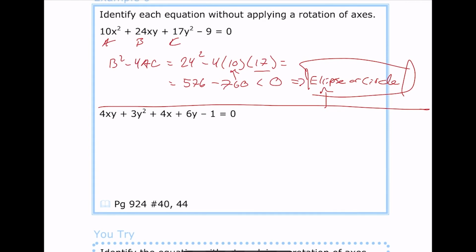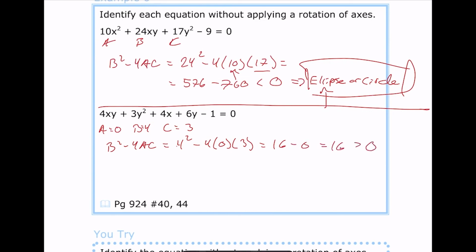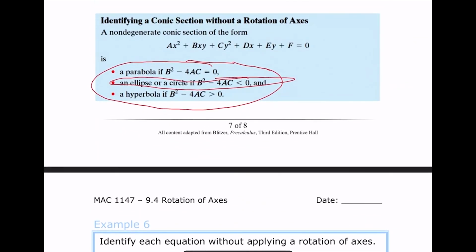Let's take a look at the next one. A value in the next one, 0. It's your B value that's the 4, and your C value is the coefficient on y squared, which is a positive 3. So now you've got b squared minus 4ac is equal to 4 squared minus 4 times 0 times 3, which equals 16 minus 0, which equals 16, which is greater than 0. Therefore, if it's greater than 0, it's going to be a hyperbola.